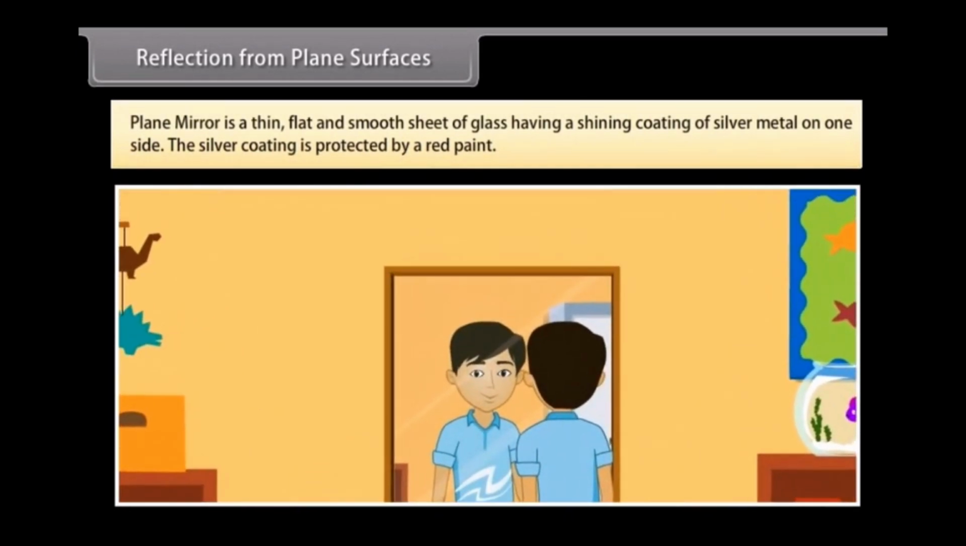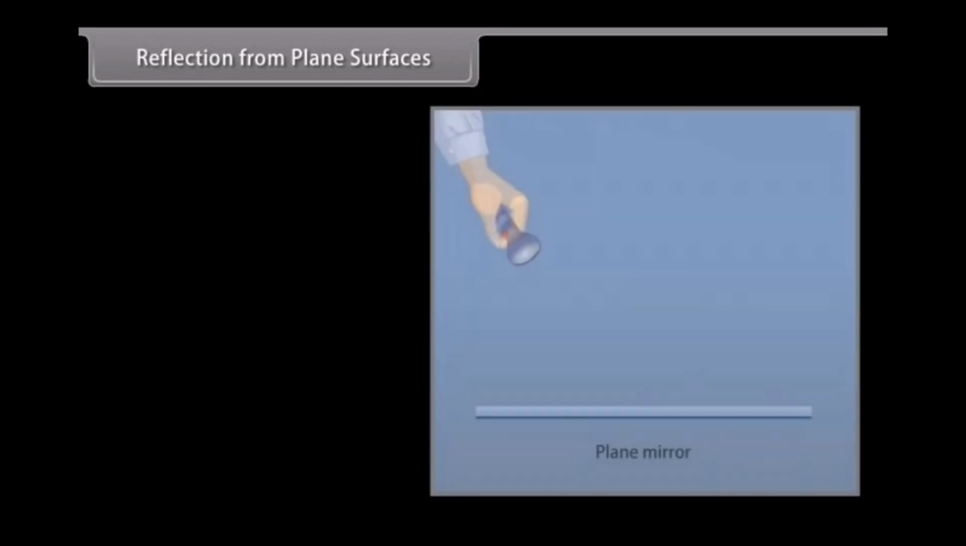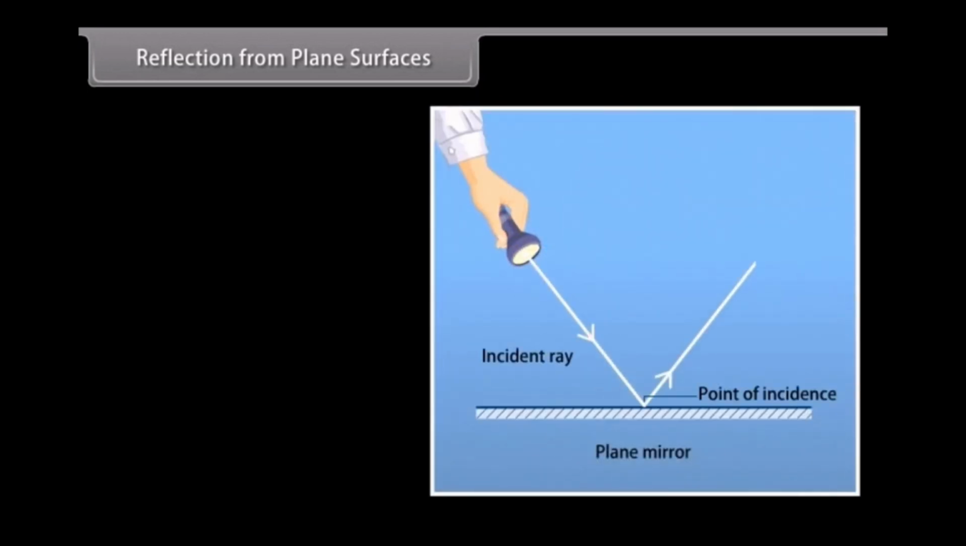Reflection from plane surfaces. A plane mirror is a thin, flat, and smooth sheet of glass having a shining coating of silver metal on one side. The silver coating is protected by a red paint. The meanings of important terms are as follows to understand the figure.